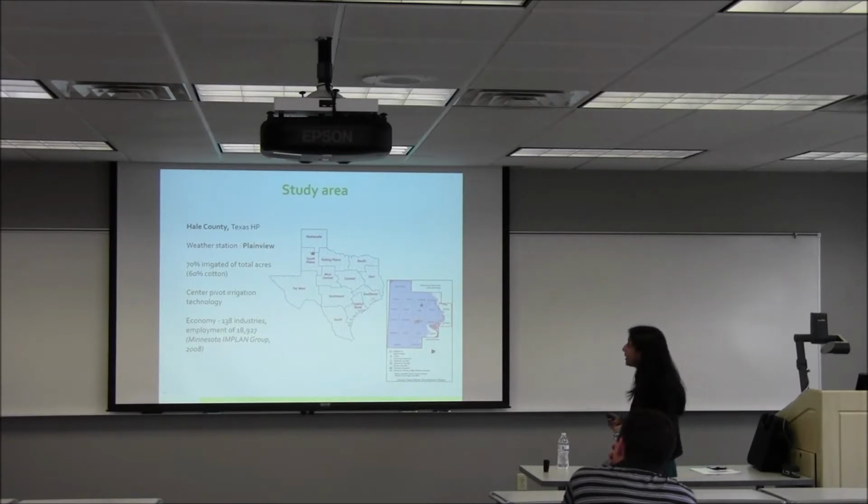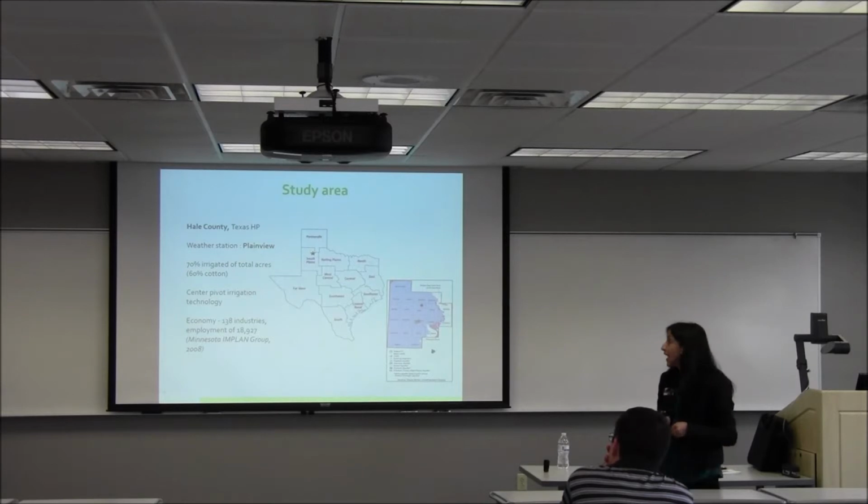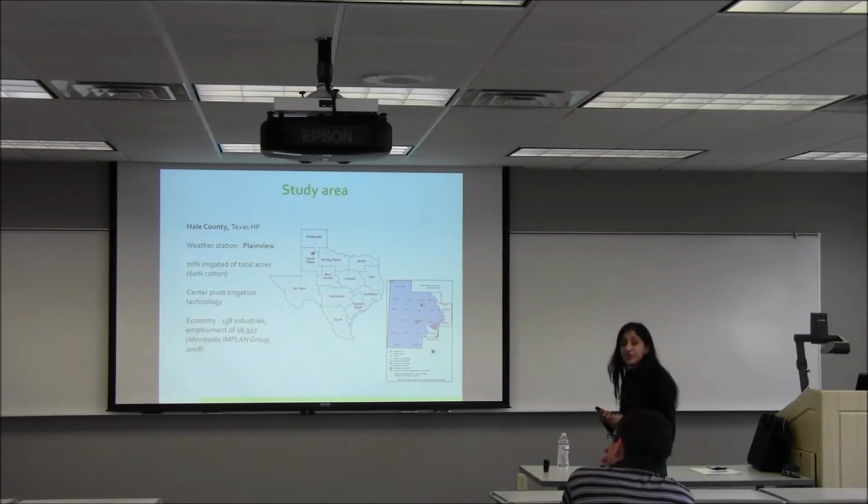We use that. And then of the total acreage, 70% is irrigated and 30% is dryland. And out of the irrigated acres, about 60% is cotton. So that's a big cotton producing area.